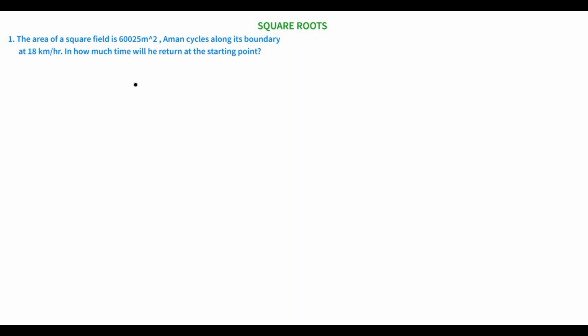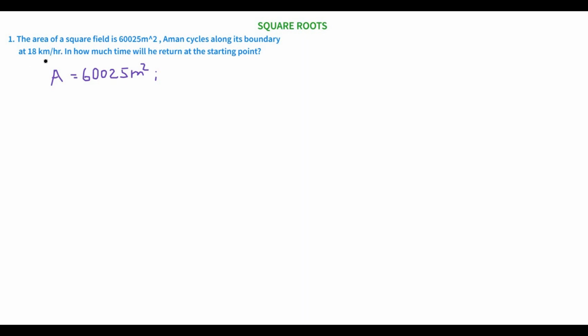So the first part, what is given, is the area of the square field is 60,025 meters square. So we know the area here. So the area is 60,025 meters square. So this is the first part which is given to us. Now Aman cycles along its boundary. So usually boundary in the sense it is perimeter. So he cycles along the boundary at 18 km per hour.